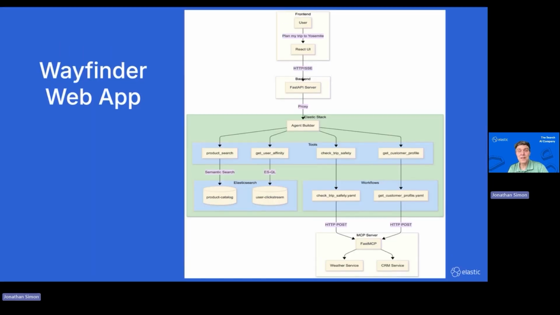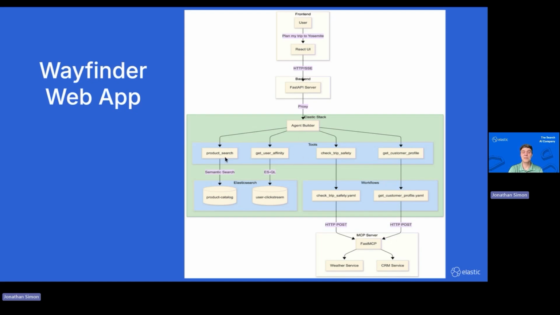And let's do a quick tour of the architecture that powers the Wayfinder web app. So starting at the top here, you can see the front end is written in React. So a user submits a query like plan my trip to Yosemite. That sends an HTTP request to the backend, which is written in Python running FastAPI server. That Python backend does an API query to the Elastic Stack running the trip planner agent that we just created. And you can see that the agent builder agent has access to the 4 tools that we gave it.